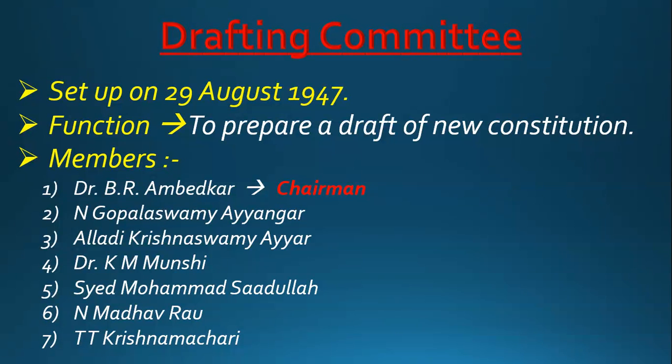Now friends, N. Gopalaswami Iyengar was the second member. Third member was Alladi Krishnaswami Iyer. Fourth member was Dr. K. M. Munshi. Fifth member was Sayyid Muhammad Saadullah. Sixth member was N. Madhav Rao. And seventh member was T.T. Krishnamachari. Okay, now friends, you need not remember the names of all these members.